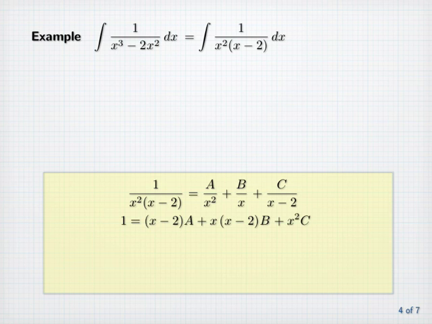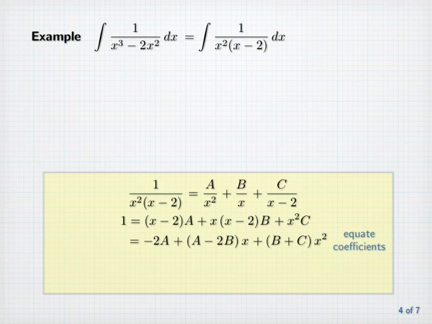Notice that the only constant term we'll have is minus 2a. Also notice that the coefficient of x will turn out to be a minus 2b. So we have a minus 2b times x, and the coefficient of x squared will be b plus c. Now we're going to find a, b, and c by equating coefficients.